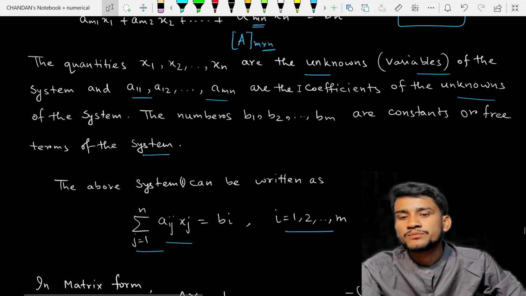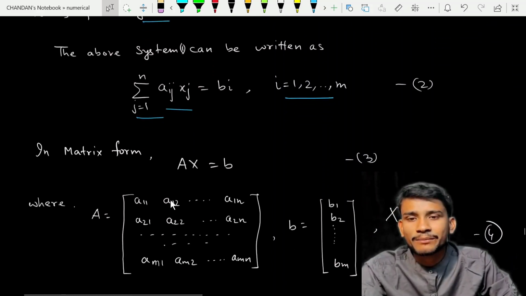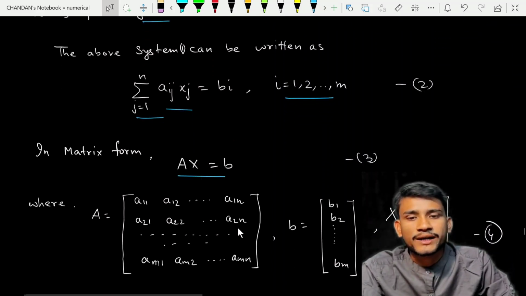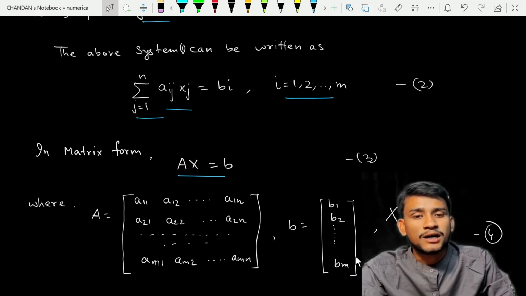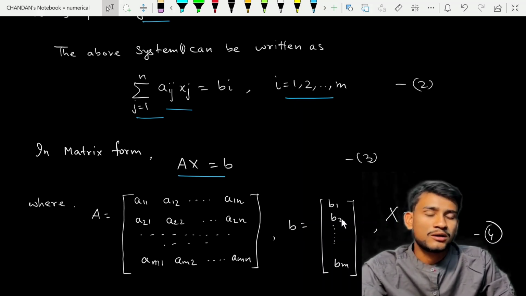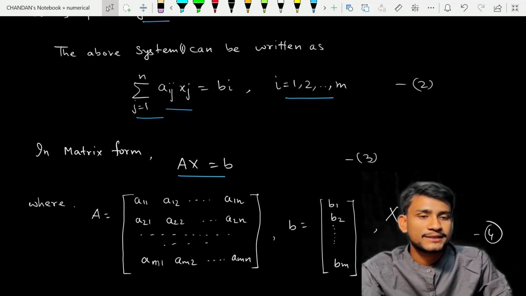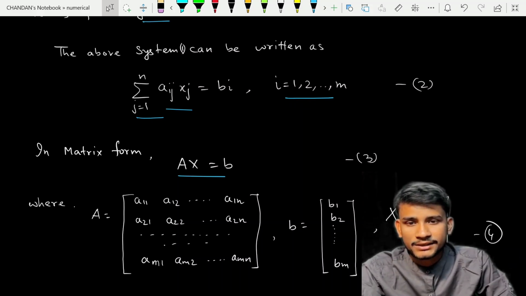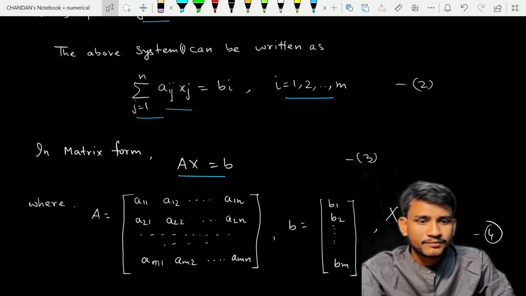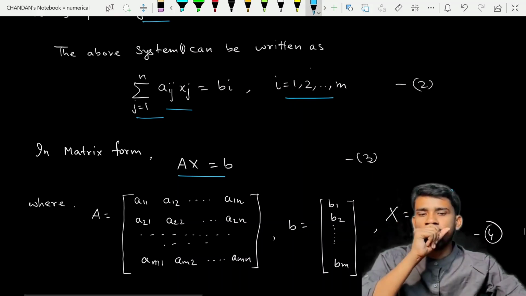In matrix form it can be written as Ax = b, where A is the m by n order coefficient matrix, b is the column vector of m quantities, and x is the vector of unknown variables. There will be n terms here, so x1, x2, up to xn.